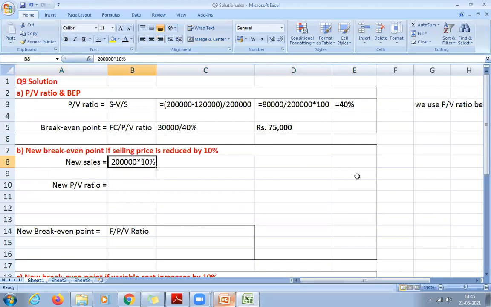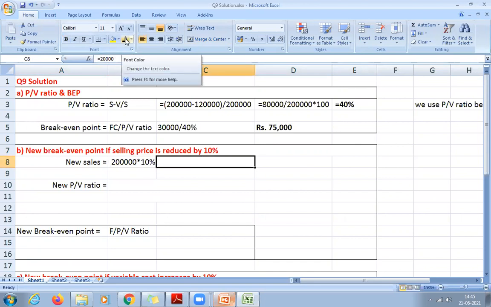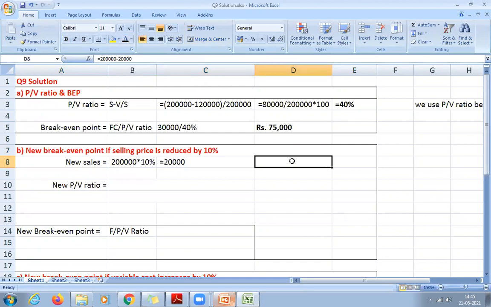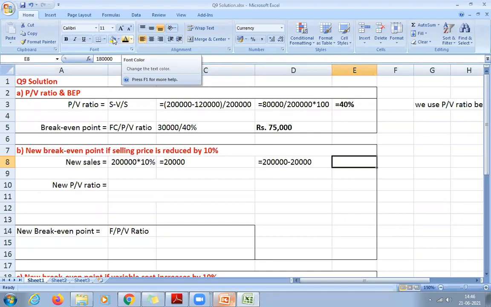First we calculate 10% of old sales. Old sales was 2 lakhs, so calculate 10% of that. How much will we get? 20,000. Correct. Now we subtract that from the old sales, that is 2 lakhs minus 20,000. 1,80,000. This is the old sales minus 10% of that old sales. How much will we get? 1,80,000. Okay, this is a very, very simple one.